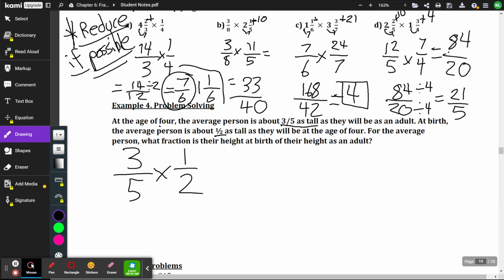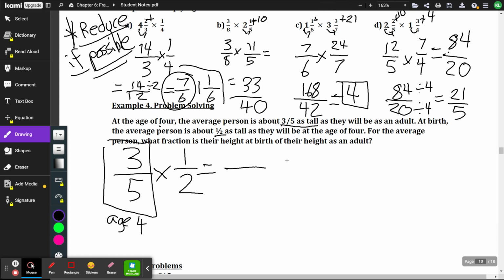That's kind of confusing. But at age 4, you are 3/5 as tall as an adult. I don't know how tall I am at 4 years old, but I know when I'm born, I'll be 1/2 as tall as I will be at age 4. So 3/5 is kind of my first variable. I don't know the exact height. And then 1/2 of that height at age 4 is what I am when I am first born. So I don't have exact numbers here, but I can represent it as a fraction.